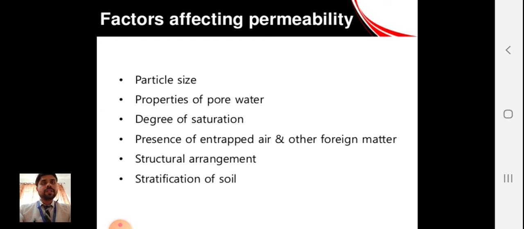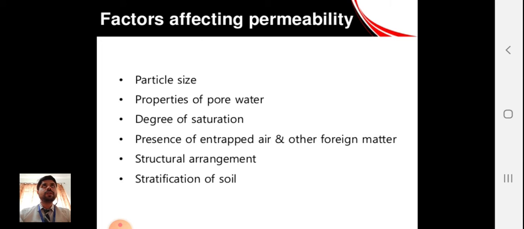Now, what are the factors which are affecting the permeability? The factors which affect permeability are particle size. As you can see, if the particle sizes are very small, then the permeability will change according to their particle sizes. Properties of pore water will also affect the permeability.